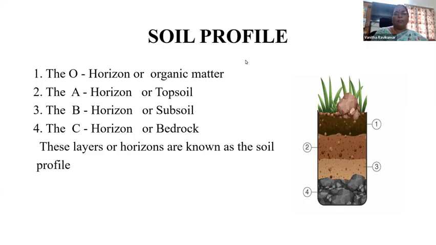That will be the main portion for the development of agriculture and horticulture crops. The proportion of chemical and physical properties is helpful for plant growth. And the last one is bedrock. The layering of horizons is called the soil profile.